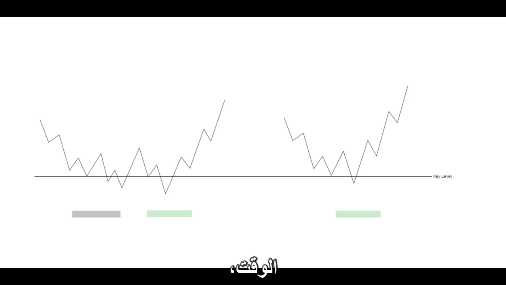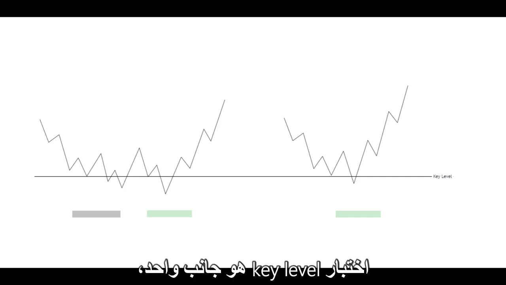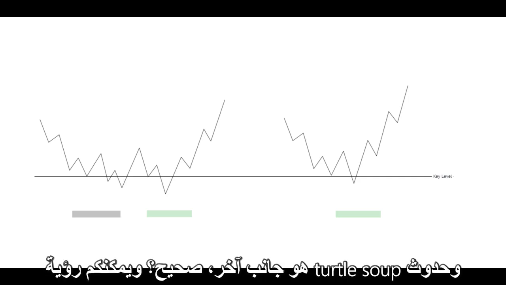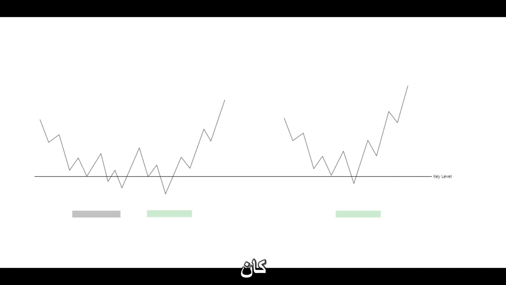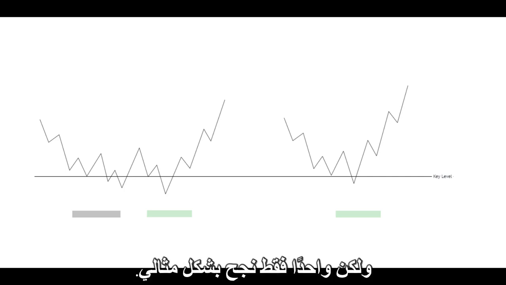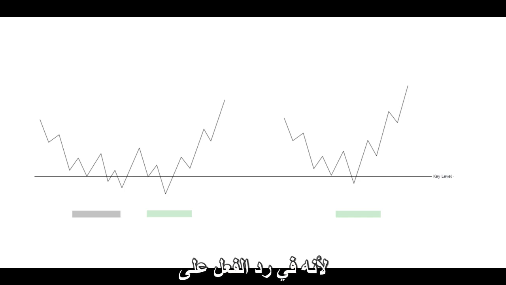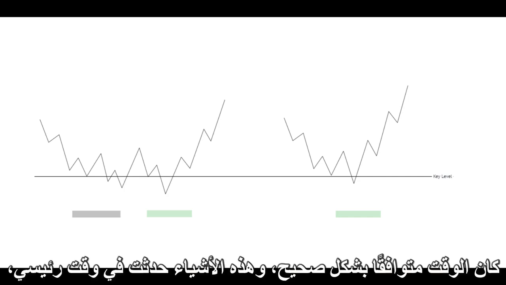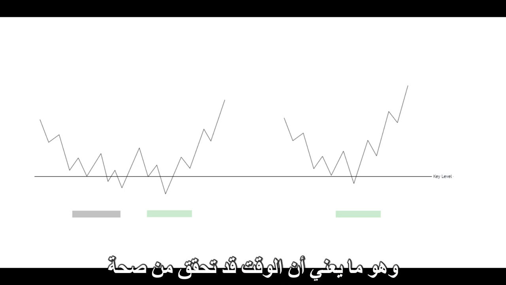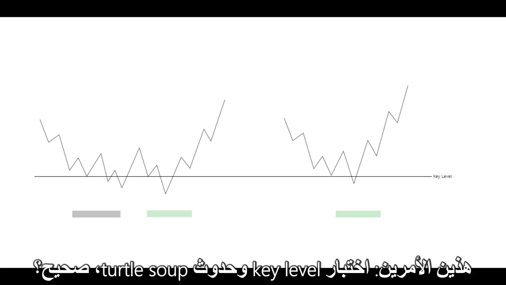But now that you know time and you know about the time aspect of the charts, you can see that with the first reaction right here, price tested the key level and had a turtle soup below the low at a key time, which confirmed the validity of those things. Testing a key level is one aspect and having a turtle soup is another aspect, right? And you can see both of the reactions had both of those aspects, but only one worked out perfectly, because in the reaction on the right, time was aligned correctly and these things happened at a key time, which means that time validated these two things, the testing of a key level and having a turtle soup, right?